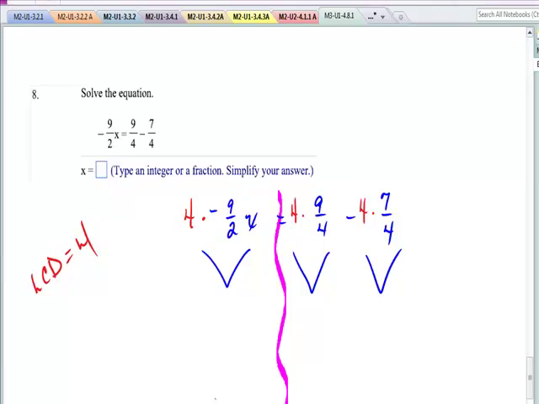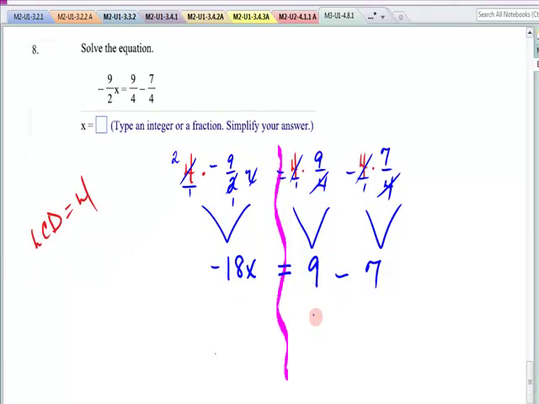The first one, put the 4 over 1. 2 goes into itself once. 2 goes into 4 2 times. 2 times negative 9 times x is negative 18x. Equal sign. 4's divide out, and I get 9. Minus 4's divide out, and I get 7. Can I simplify on either side? Yes. 9 minus 7 is 2. So I have negative 18x is 2.